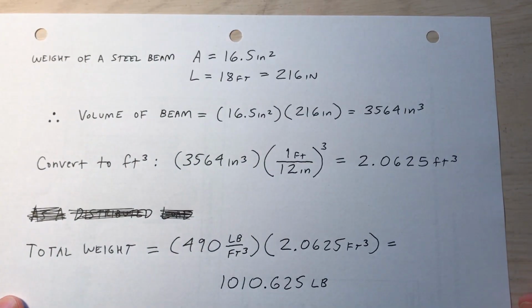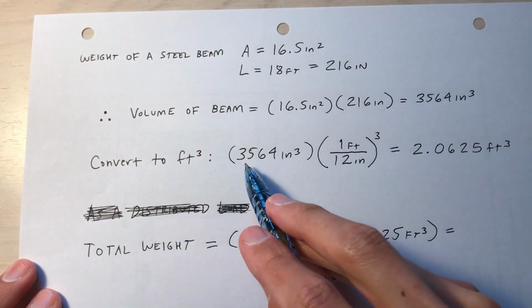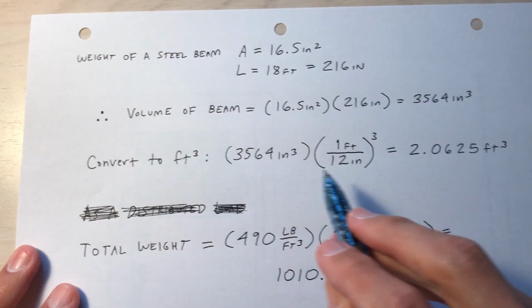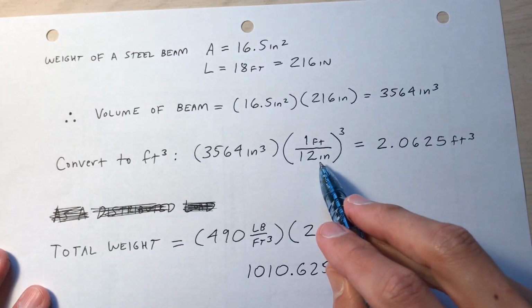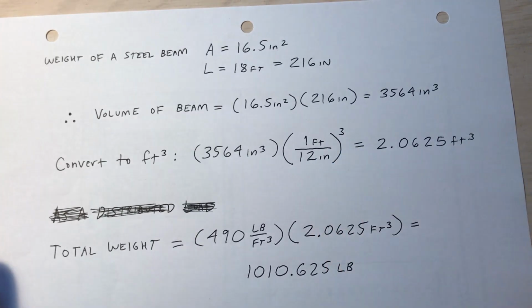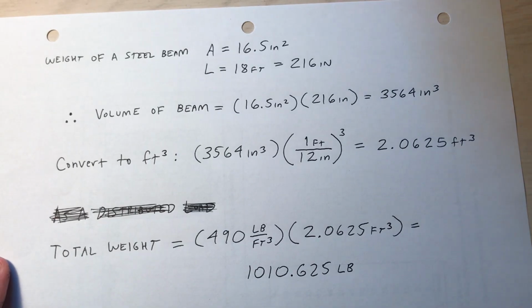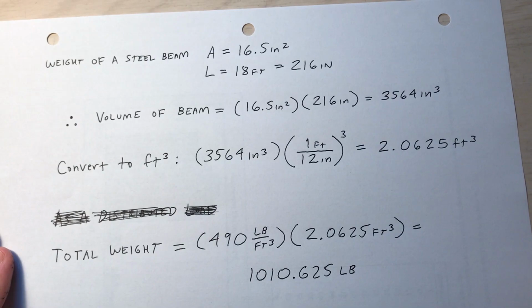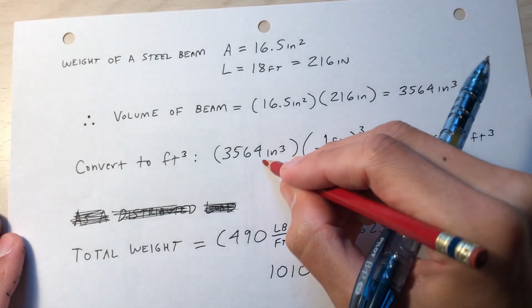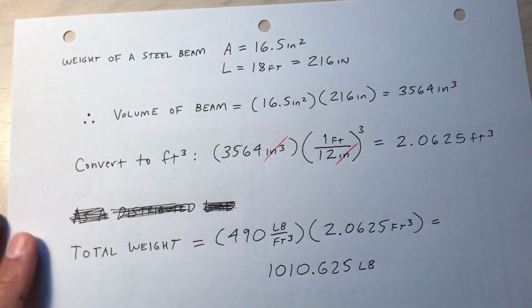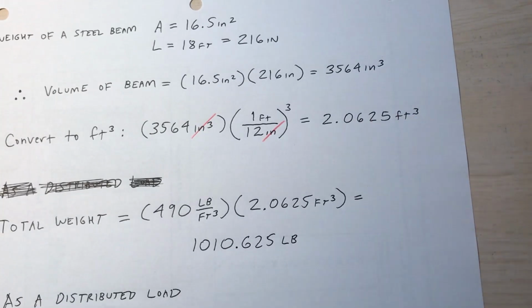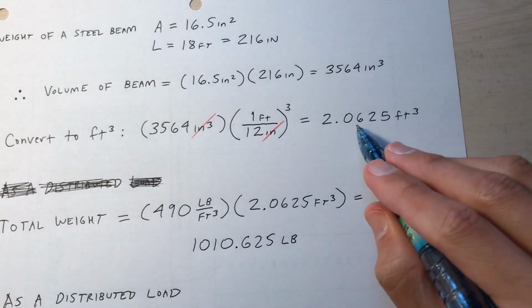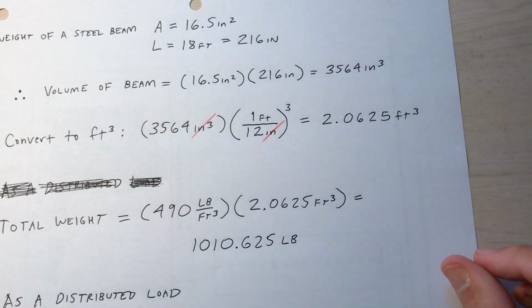I want to convert that to cubic feet. So I take the 3,564 cubic inches, multiply by 1 foot for every 12 inches, and then cube it. This is sometimes called the factor label method if you've taken chemistry. Or I'm sure you've taken chemistry, you need it for this class, or you need it for your engineering curriculum. So cubic inches will cancel with cubic inches, leaving me with cubic feet. So I've got 2.0625 cubic feet of steel.